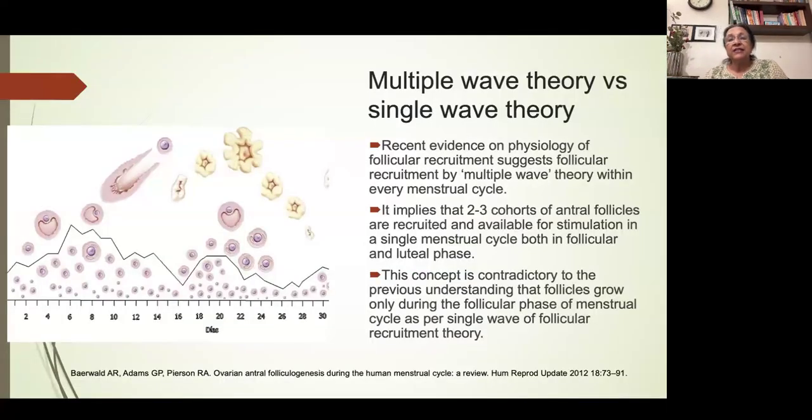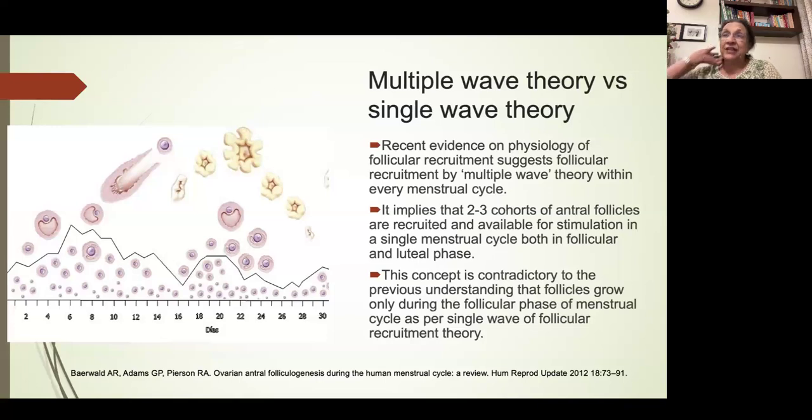We all understand that for the last decade, there has been a change in the concept of how a menstrual cycle is connected to an ovulatory cycle. Recent evidence on the physiology of follicular recruitment suggests that recruitment is by a multiple wave theory within every menstrual cycle. So there is an ovulatory wave, and because there is ovulation, the pituitary hypothalamic axis is suppressed and only one ovulation happens, and there is a luteal phase which will support a pregnancy.